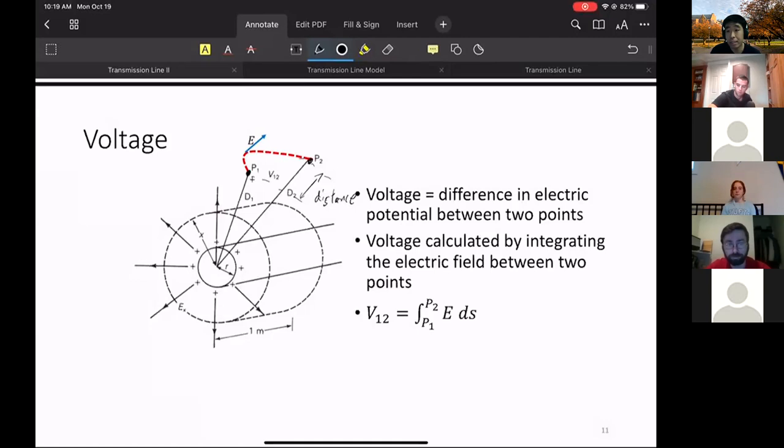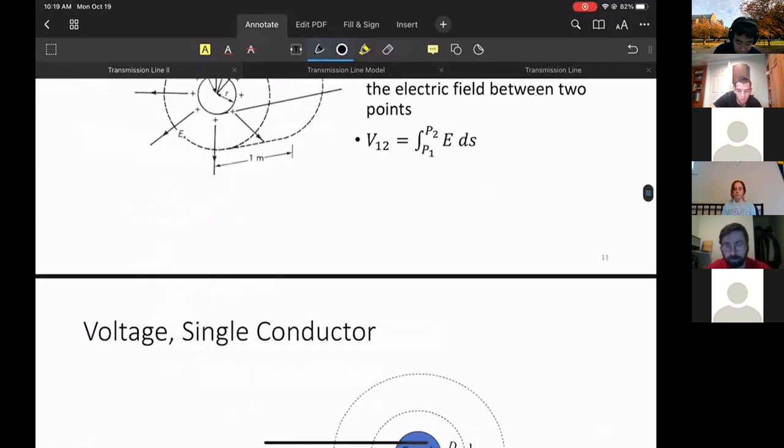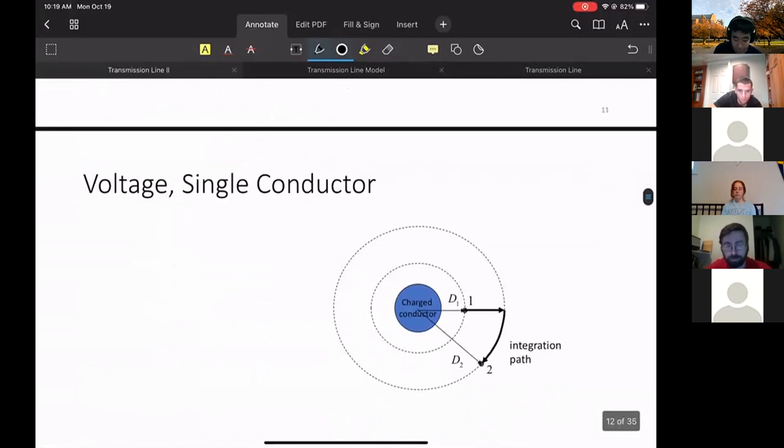So let's do the calculation before we break, because we're very close to seeing how we get the log. Let's say I have a charged conductor. One point is D1 away from the center of the conductor, and another point is D2 away. And I want to know the voltage difference from 1 to 2.